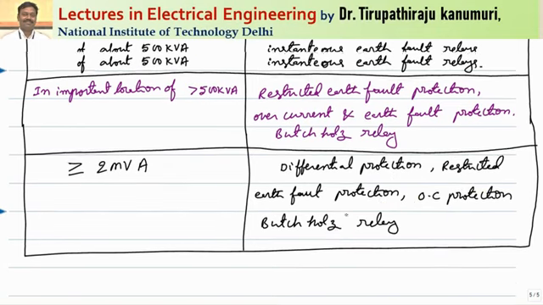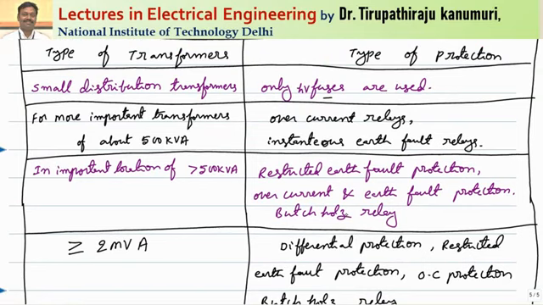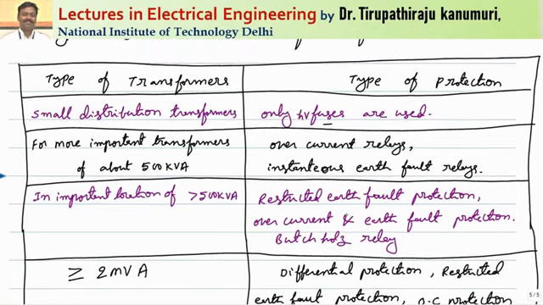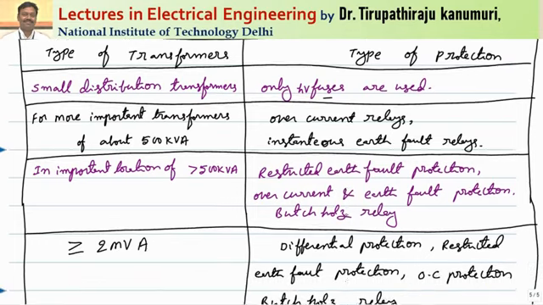I am just summarizing here. If the rating of the transformer is greater than 2 MVA, then differential protection is used. For transformer ratings greater than 500 kVA, we go for earth fault protection as well as overcurrent protection, and Buchholz relays are also used. For transformers less than 500 kVA but in important locations, we go for overcurrent and earth fault protection. And if they are not in an important location, then we go for only HV fuses. Fuses are used for detecting the earth fault as well as the overloads. So these are the things that are used.